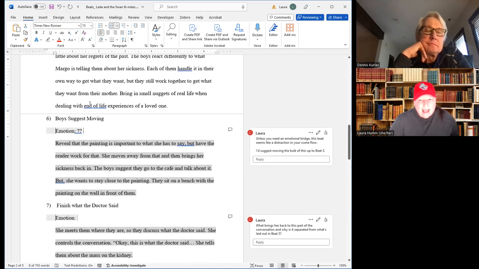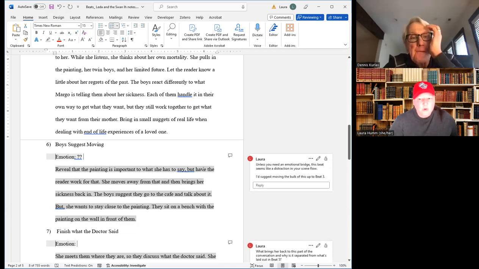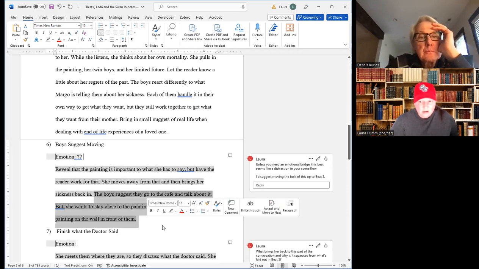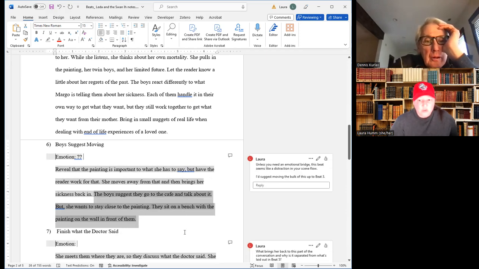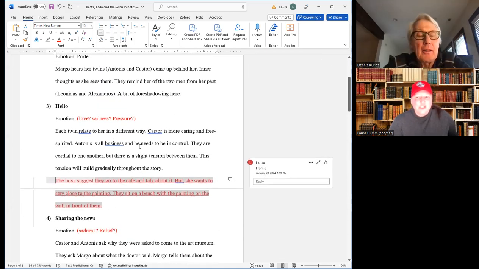But as we're looking at the emotional trajectory, where she's in this really intense regret moment, all of the emotions that these things evoked for me felt distracting from this really impactful moment. So my recommendation is to take this section about the boys suggesting they go to the cafe, where she wants to stay close, and move it up here, to this place. That way you're not taking away from your emotional flow with that distraction.